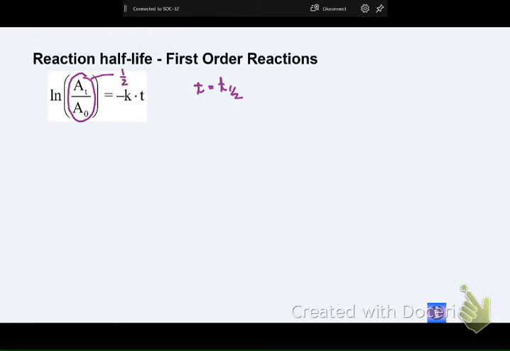Now, there are other ways to get to that, and I'll show you that in a second. Or 0.5, right? But it goes something like this. Then I have the natural log of 1/2 is equal to minus kt. And because I said it's the half-life, now t is t 1/2.